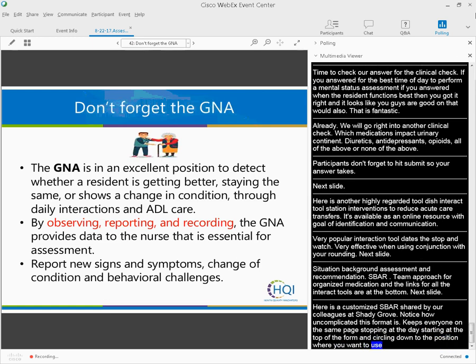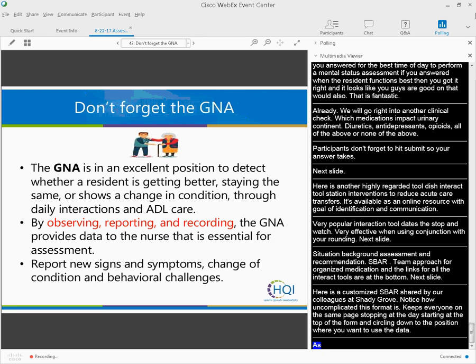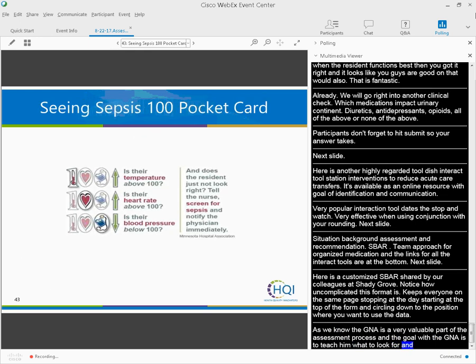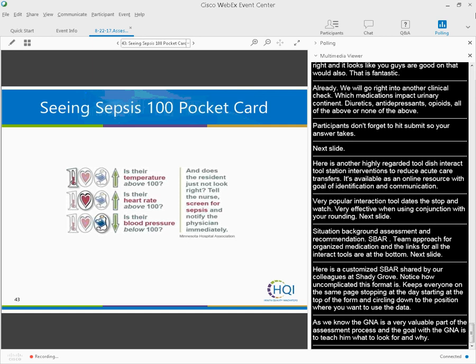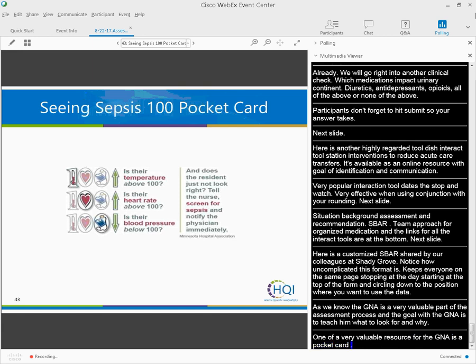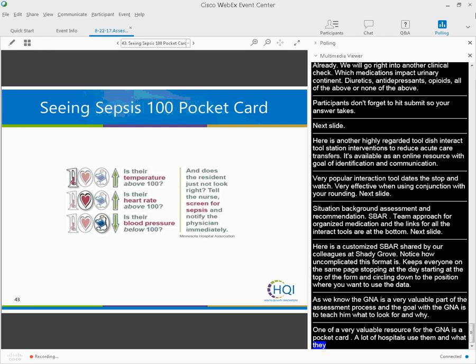Well, as we know, the GNA is a very, very valuable part of the assessment process. And the goal of the GNA is to teach them what to look for and why. Next slide. One very valuable resource for the GNAs, and again from the Sepsis 100 resources, is a pocket card. A lot of hospitals and nursing homes use them, and what they'll do is they'll laminate these and they'll actually attach them to the lanyards. Next slide, please.